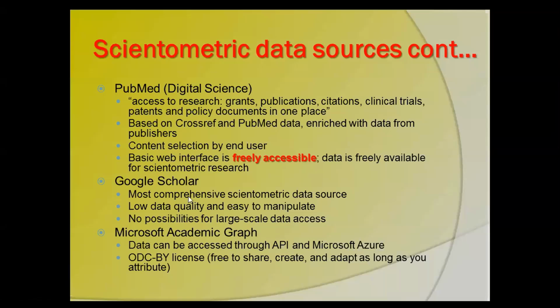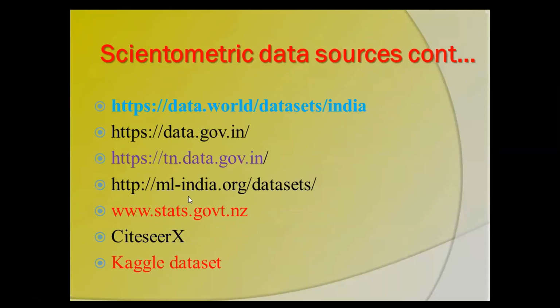Another scientific data source is Microsoft Academic Graph. The data can be accessed through the API and Microsoft Azure. It is ODC licensed, free to share, create, and adapt as long as you attribute. Another one is data.world. Data.world is available for different countries, not only India. I mentioned data.world slash datasets slash India, and I searched only India data in this database.